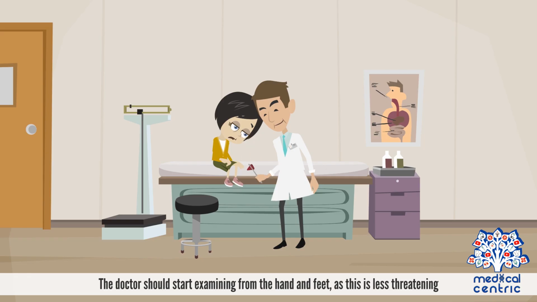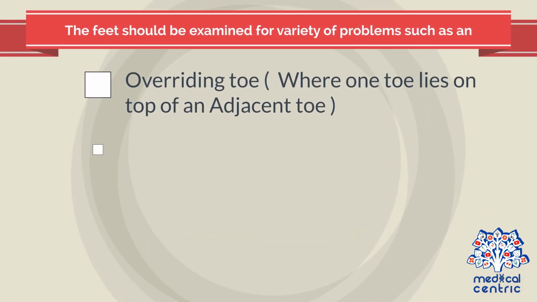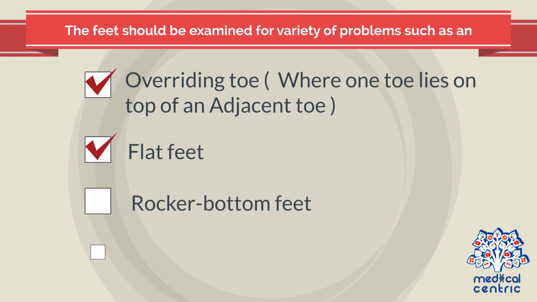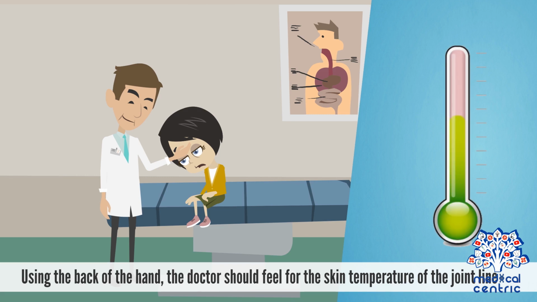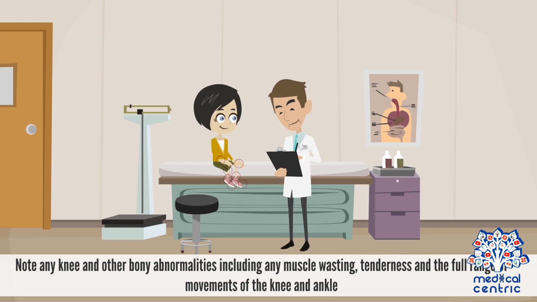Limbs. The doctor should start examining from the hands and feet, as this is less threatening. The feet should be examined for a variety of problems, such as an overriding toe where one toe lies on top of an adjacent toe, flat feet, rocker bottom feet, or minor varus deformity. Using the back of the hand, the doctor should feel for the skin temperature of the joint line.